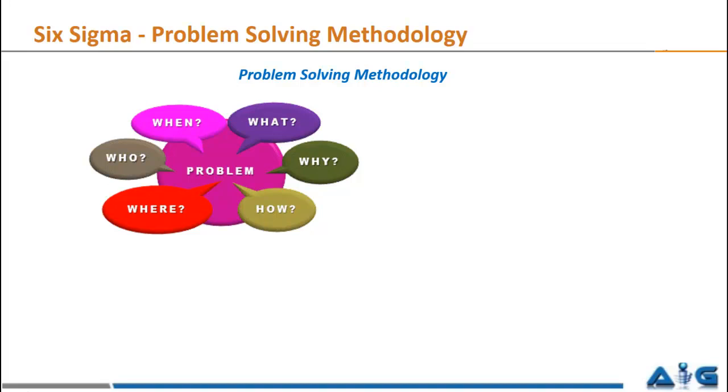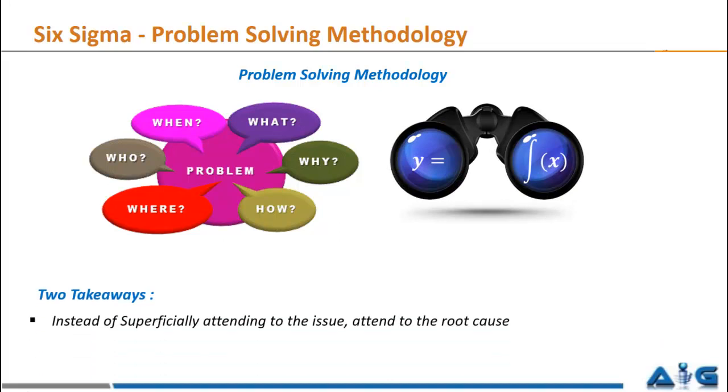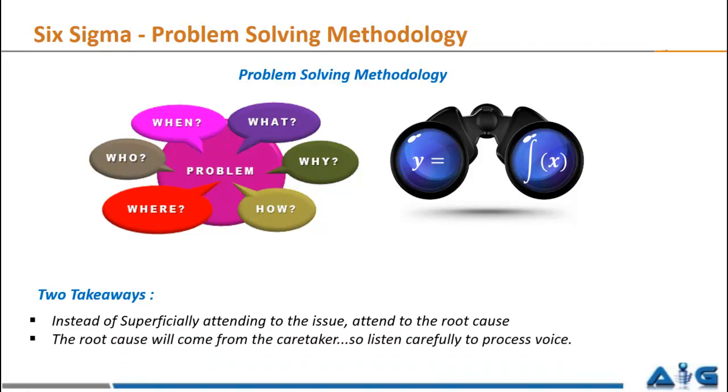the problem is referred to as problem Y. And the approach of the Six Sigma methodology is that instead of superficially attending to the issue, we identify the root causes, commonly referred to as X's, and attend to the root cause such that my problem Y is resolved. And while doing a Six Sigma project, one must understand that the root cause will come from the caretaker. So you must listen carefully to the process voice.